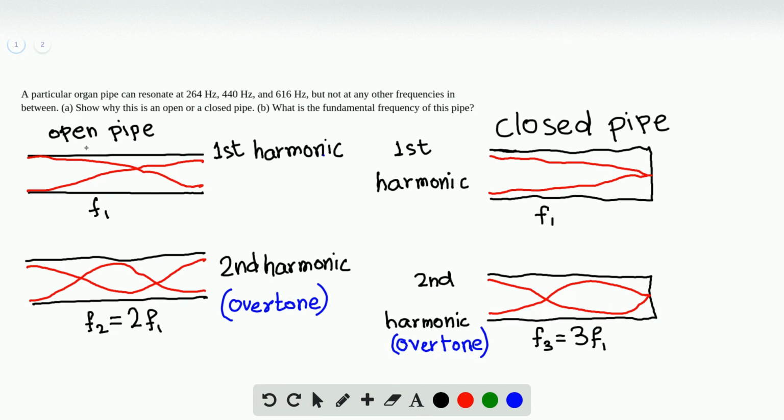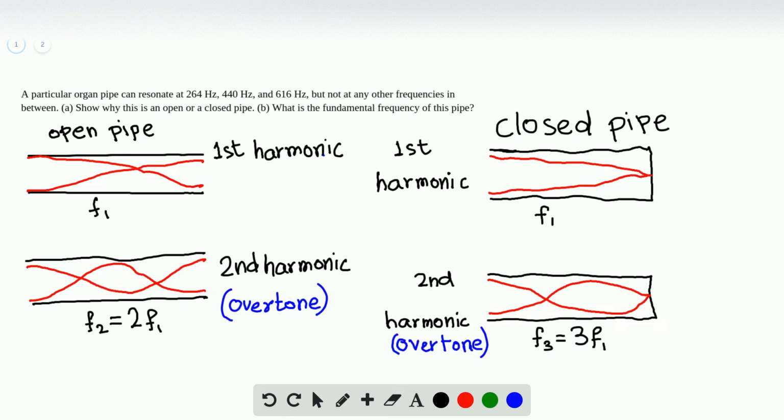Okay, so in this problem we have three different frequencies that are given, and we have to find out whether we have an open pipe or a closed pipe. So to begin, we can see how the waves form in an open pipe and a closed pipe.